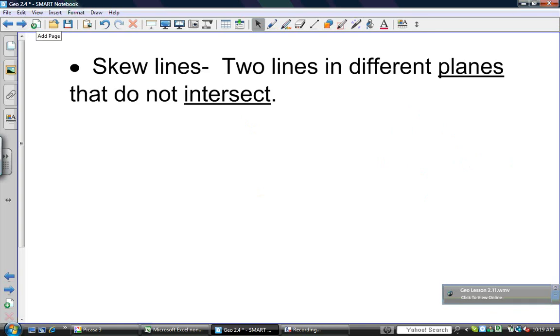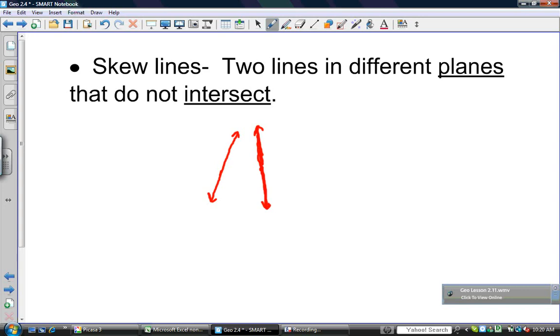Skew lines are two lines in different planes that do not intersect. One example would be if a line was going all the way back and all the way towards you. Now it's kind of hard to see this, but imagine that this line in space is going all the way straight back, this one's coming straight towards you. Now if I have another line that instead is just going up and down, we'll just assume that's up and down.